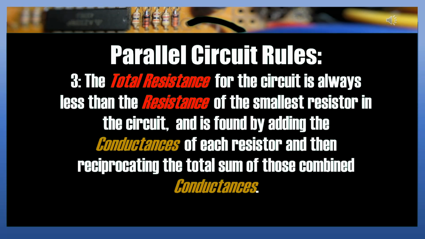The third rule of parallel circuits deals with resistance. The total resistance for the circuit is always less than the resistance of the smallest resistor in the circuit and is found by the adding of the conductances of each resistor and then reciprocating the total sum of those combined conductances.